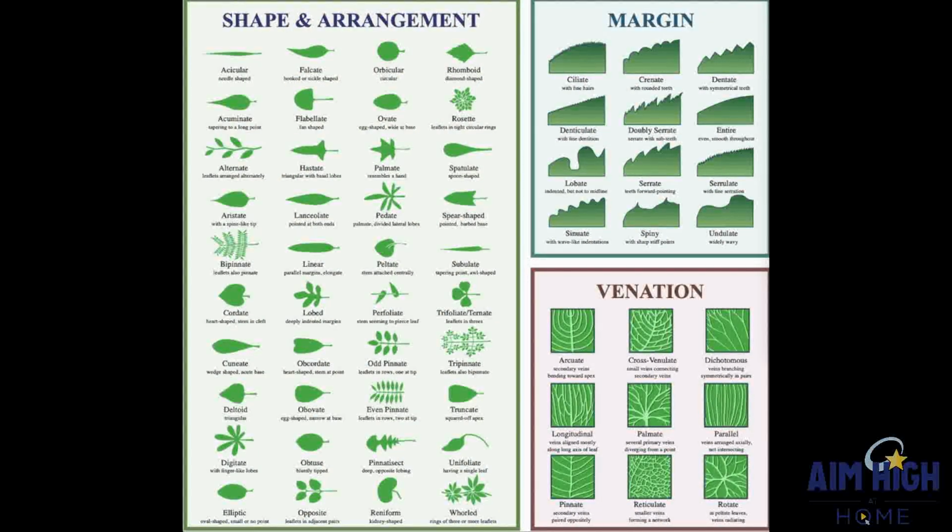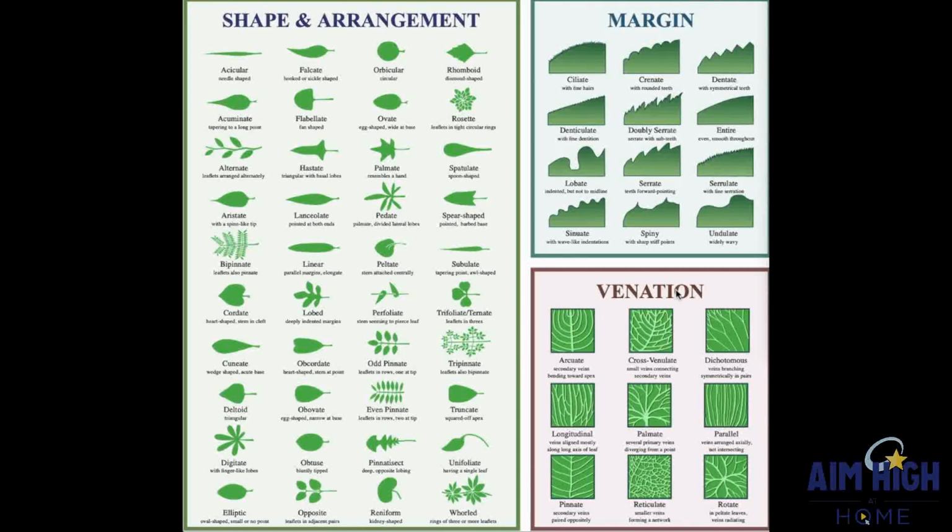Leaves come in many different shapes. The most common shapes include ovate, truncate, elliptic, lanceolate, and linear. Margin is another key word you will need to know. A leaf's margin is the leaf blade edge. It can be serrated or smooth.